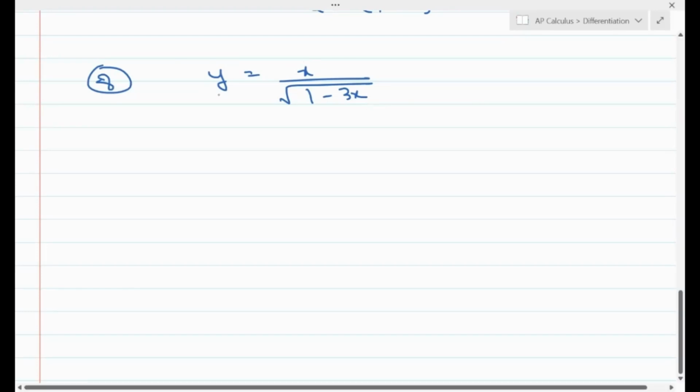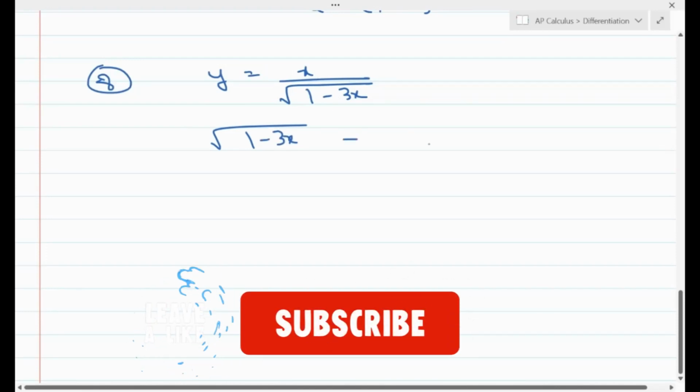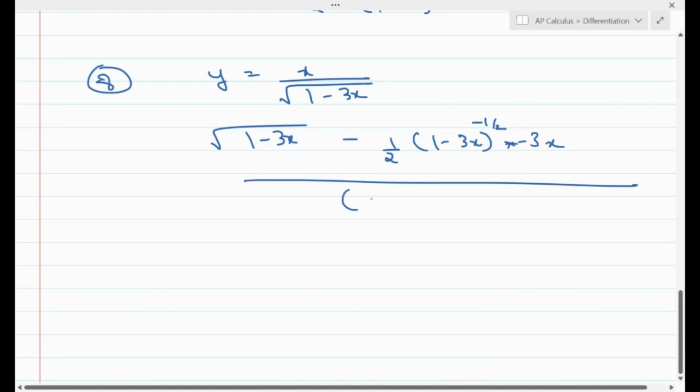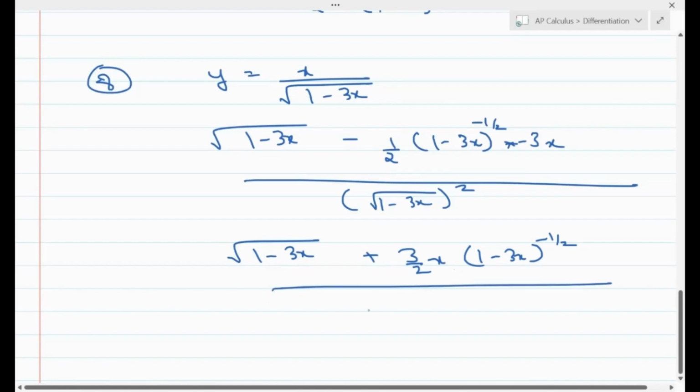So first, the derivative of the numerator is 1. So this is just 1 minus 3x, minus differentiation of this, which is going to be 1 by 2, 1 minus 3x to the power minus half, times minus 3, times x. That's the numerator, whole divided by root of 1 minus 3x whole square. So this would be root 1 minus 3x. Negative negative becomes positive. So 3 by 2 x, 1 minus 3x to the power negative half, divided by 1 minus 3x.